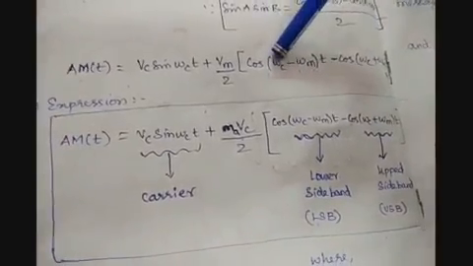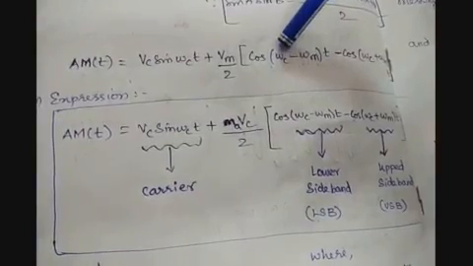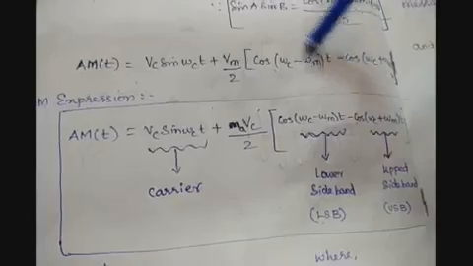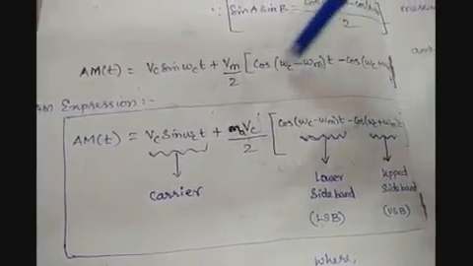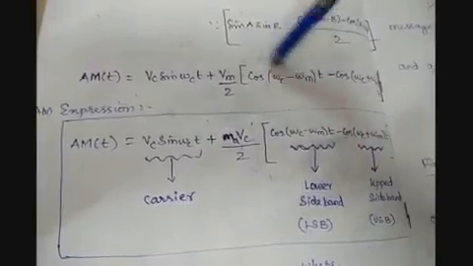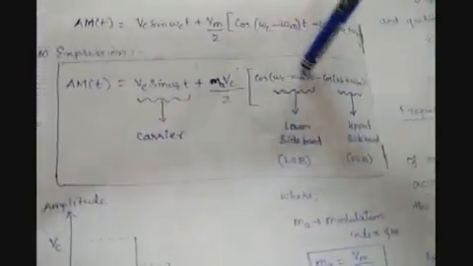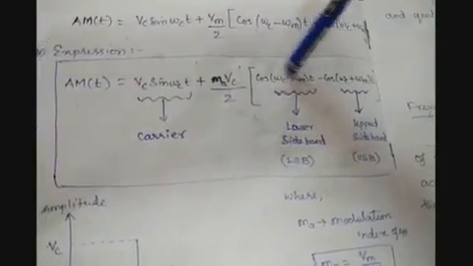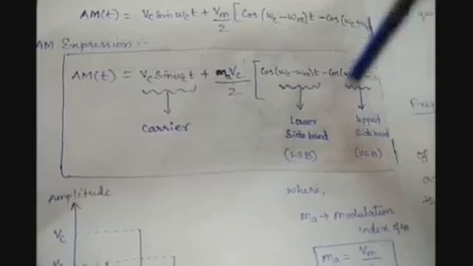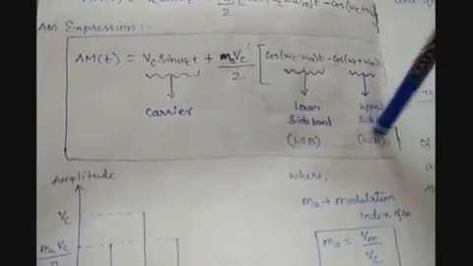Why am I taking omega c as the first value? Because omega c is higher than omega m. Omega c is a greater value compared with omega m. That's why omega c is taken as the first frequency. And this is the carrier component. Omega c minus omega m is the lower sideband, LSB. Omega c plus omega m is the upper sideband, USB.